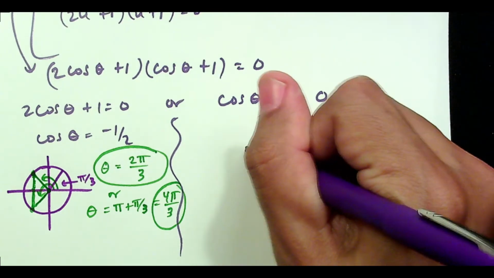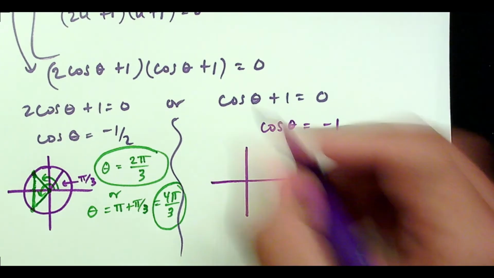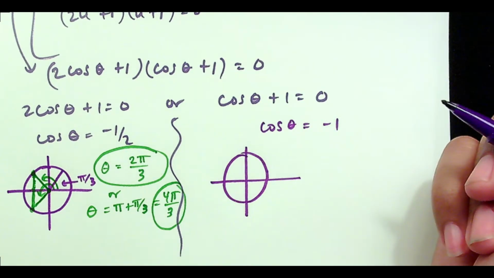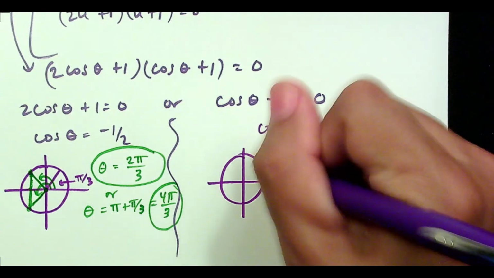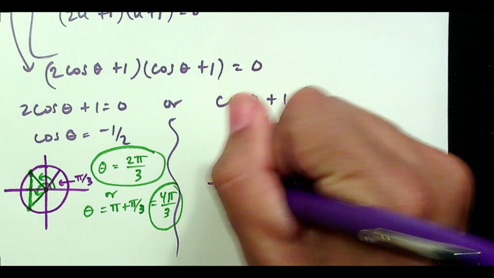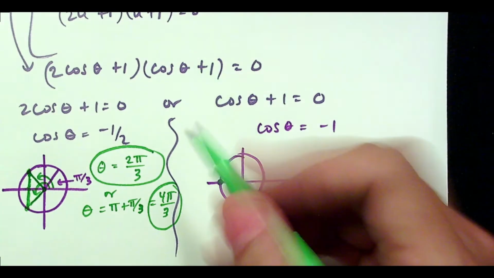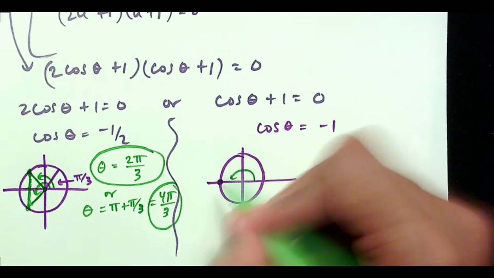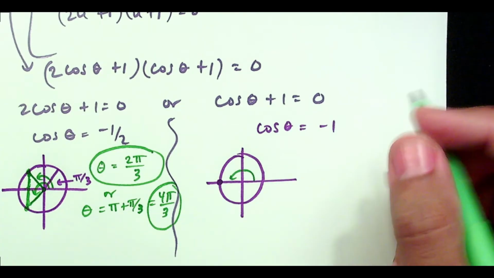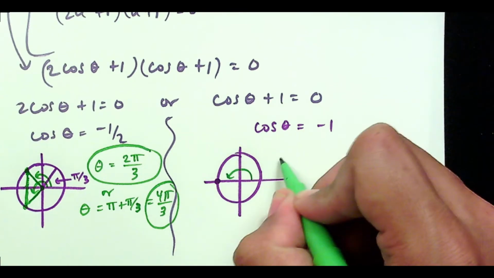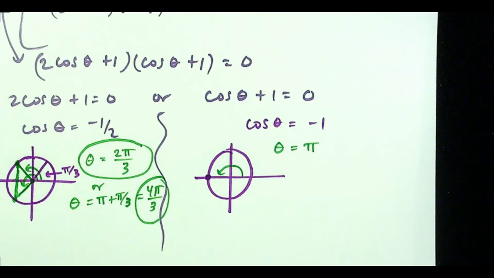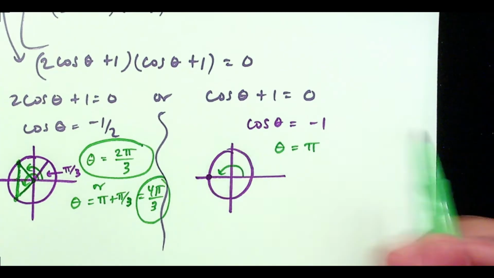And then what are the angles whose cosine equals negative 1? Draw the unit circle. The cosine is the x-coordinate. The x-coordinate equal to negative 1. Well, that would be this point right here. There's only one angle whose x-coordinate equals negative 1. So that would be just pi. Right? That's it. There's no other angle on the unit circle whose x-coordinate equals negative 1.